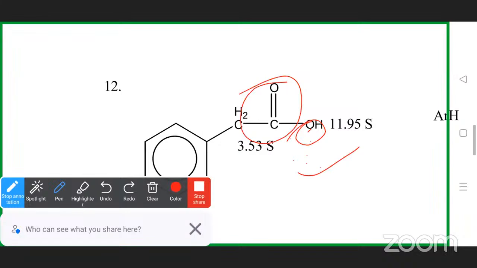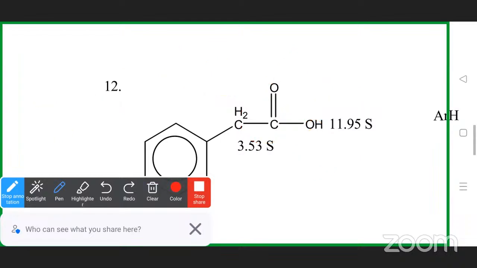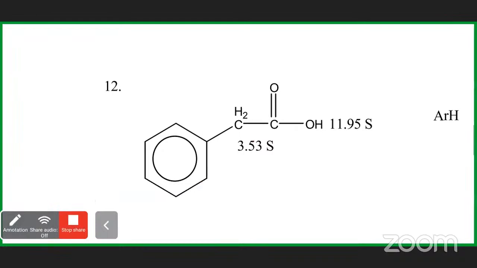Electronegativity is directly proportional to the chemical shift values, right? Electronegativity is directly proportional to the delta. Delta is nothing but the chemical shift value here. Okay. So due to this reason, there is a greater increase of the delta values.